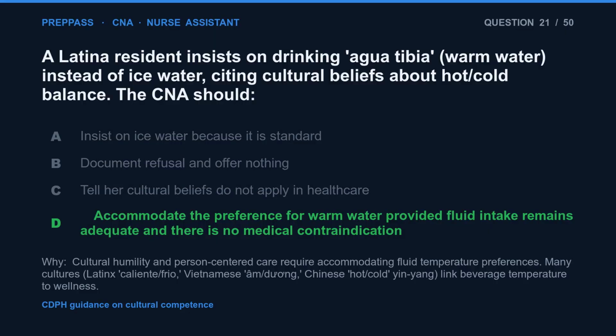The correct answer is D. Cultural humility and person-centered care require accommodating fluid temperature preferences. Many cultures, Latinx caliente/frio, Vietnamese am/dung, Chinese hot/cold yin-yang, link beverage temperature to wellness.